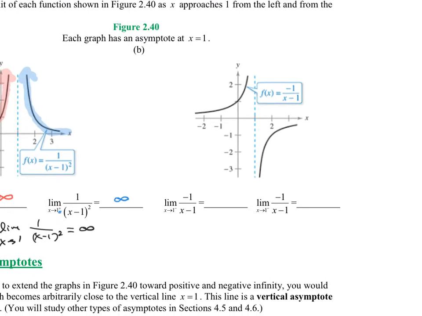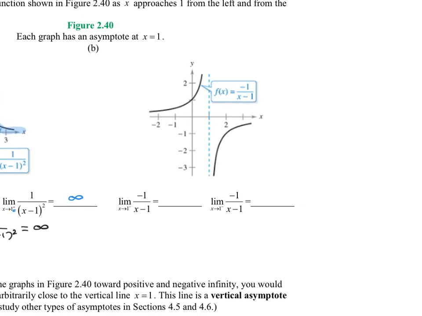Versus, let's look at the next one right here. This is f of x equals negative 1 over (x minus 1). Let's come in from the left on this one, just like we did on the previous one. So here's x equals 1. As I approach that value from the left, my y value gets bigger, bigger, and bigger. So this would approach infinity.